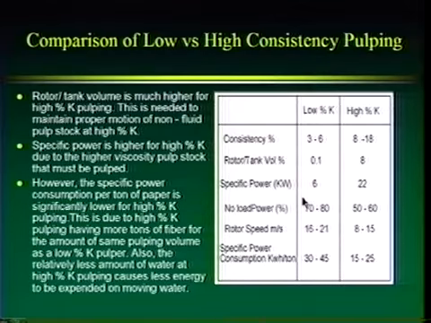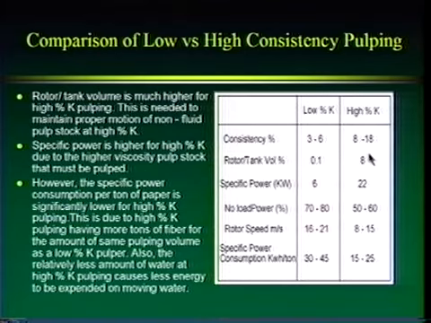Okay, so to compare low versus high consistency pulping, I've generated this table. The first thing we'll notice is this is low consistency and this is high consistency. Consistencies, again, are around 5% for low, around 15% for high. The rotor divided by the tank volume, for low consistency, is about 0.1%. So that means that 0.1% of the tank volume is occupied by the rotor, a very small amount.